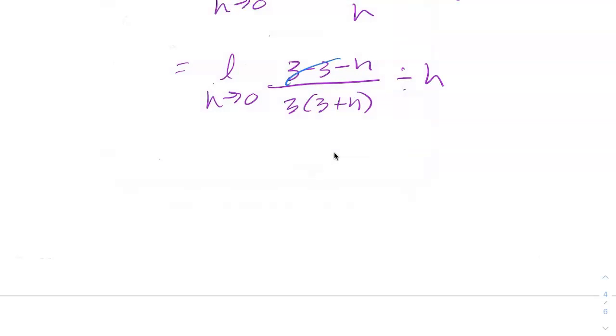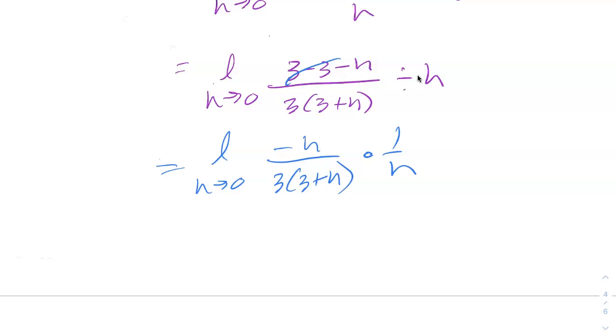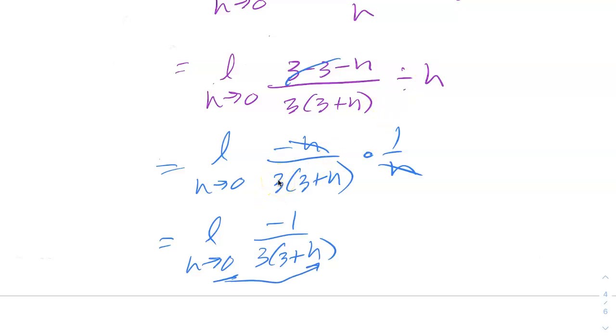These cancel. So we're going to have the limit as h approaches 0. There's only a negative h on top. On the bottom we have 3 times 3 plus h. And then dividing by h is the same thing as multiplying by the reciprocal, so 1/h. And look, these cancel, and we're left with the limit as h approaches 0 of negative 1 over 3 times 3 plus h. Once you get down here, plug in the 0. So I get negative 1 over 3 times 3 plus 0. Negative 1 over 3 times 3. Negative 1/9 is my answer.